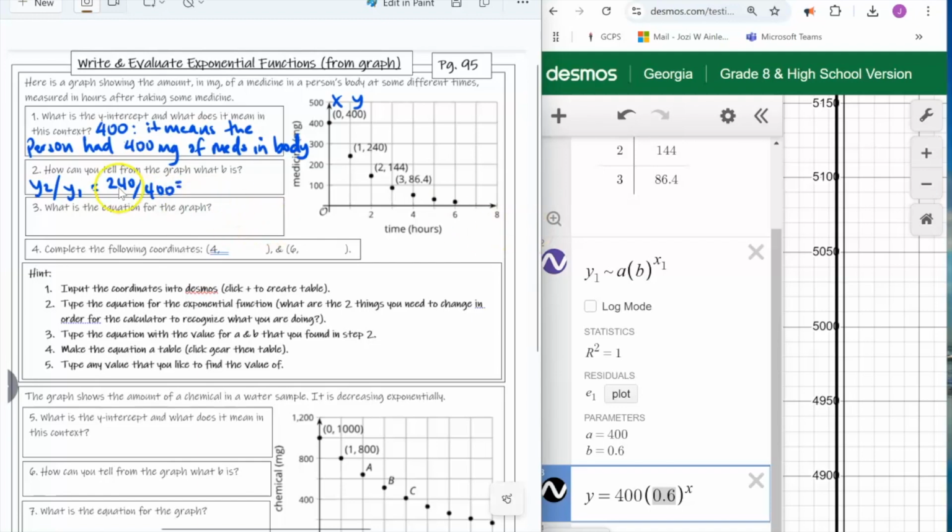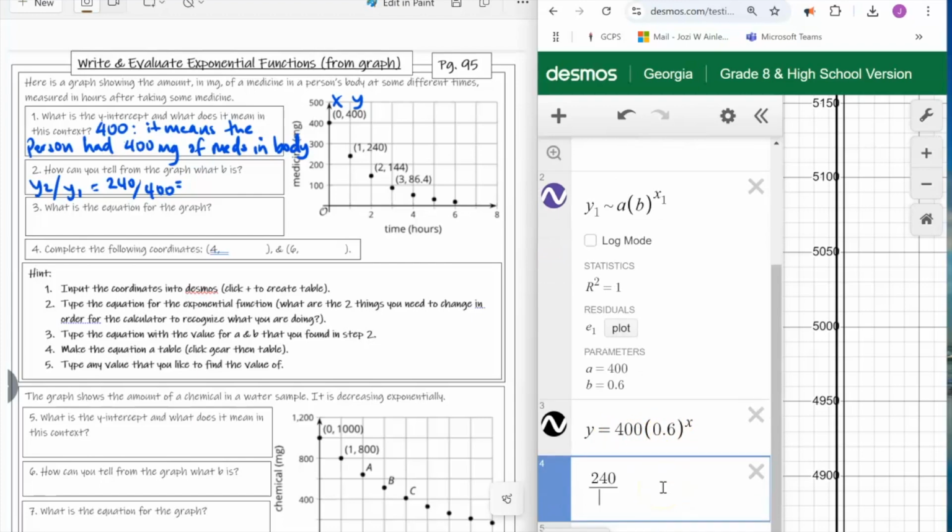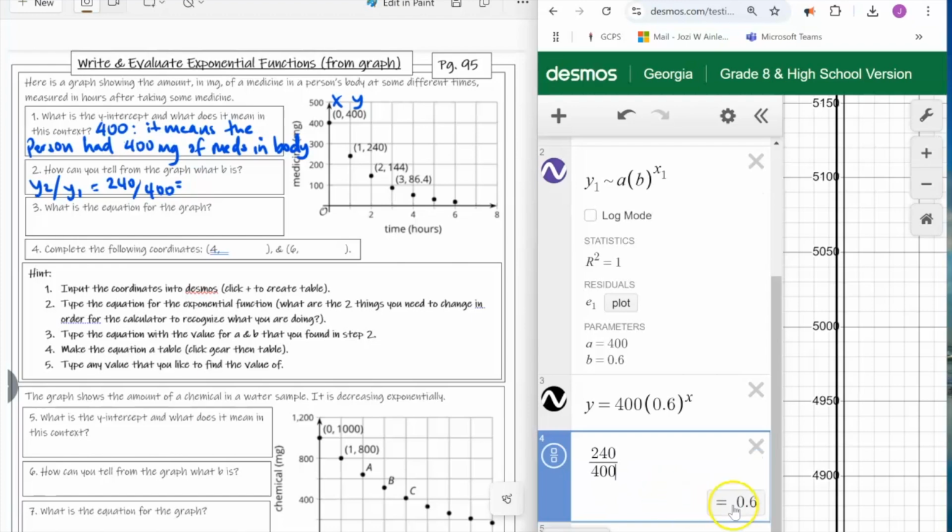Now, did I have to use 240 and 400? No. As long as they're sequential, so you see how this goes 1, 2, I can do 144 divided by 240. It's really the second one divided by the first. I can do 86.4 divided by 144, because if it's an exponential function, every time it changes, it's going to change by the same ratio or factor, and at this point it's 0.6. So we're going to double check that to make sure we have 0.6. So we're going to do 240 divided by 400, and it's 0.6.